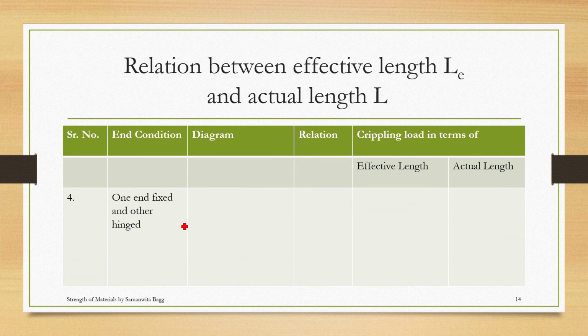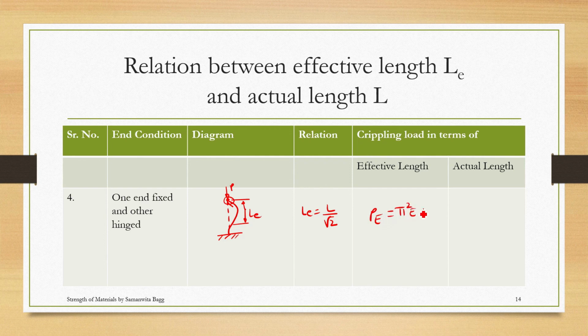And the fourth one is a column which has one end fixed and the other end hinged. So here when I apply load P, since it's a hinge, I will show it with a sign like this. When this is hinged and this is fixed, this will also show some kind of free buckling from here and some resistance from this end. For this LE that I have over here, LE will be L by root 2.